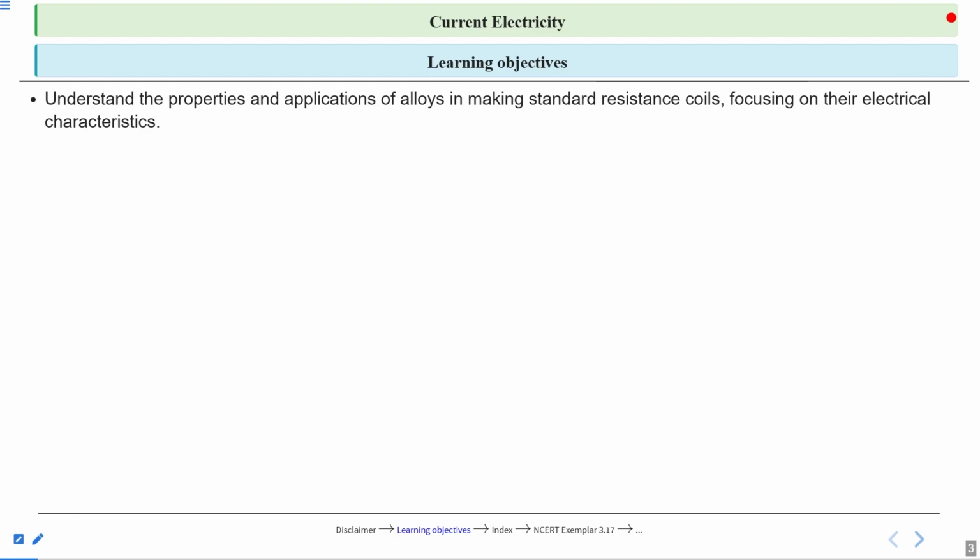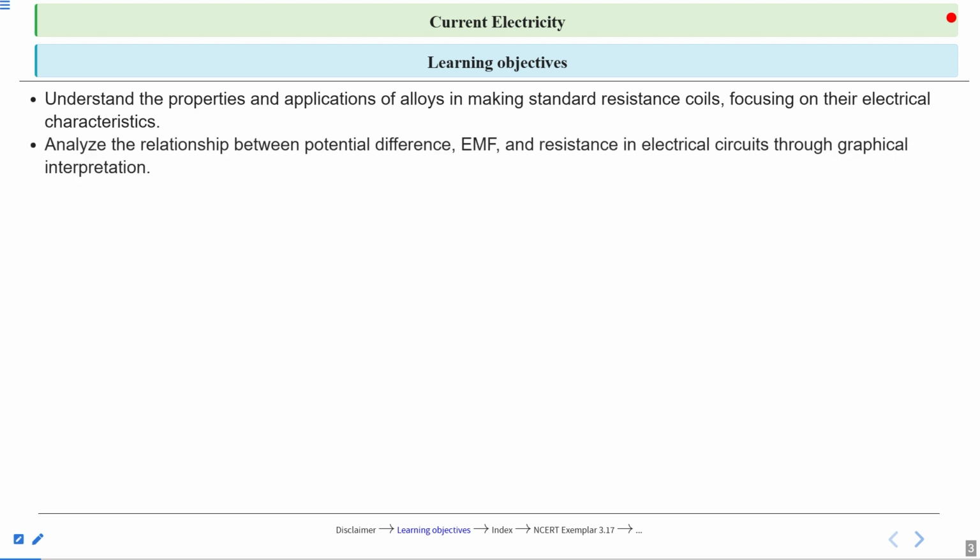What are the learning objectives of today's lecture? You are going to understand the properties and applications of alloys in making standard resistance coils, focusing on their electrical characteristics. You are going to analyze the relationship between potential difference, EMF and resistance in electrical circuits through graphical interpretation.